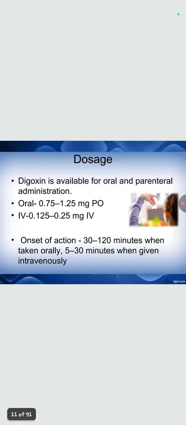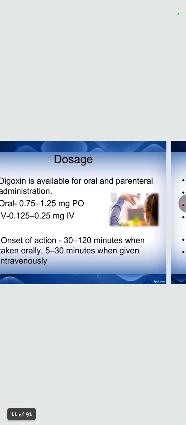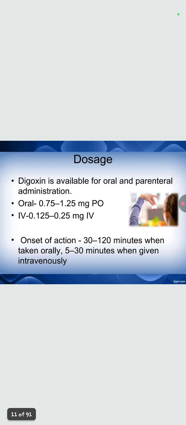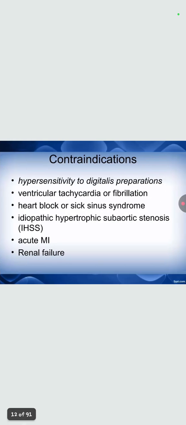Then the dosage of the digoxin is available for oral and parenteral administrations. Here is the dosage and the mechanism of action. Onset of action orally: if we take it, then 30 to 120 minutes for its onset. And if IV, then 5 to 30 minutes.